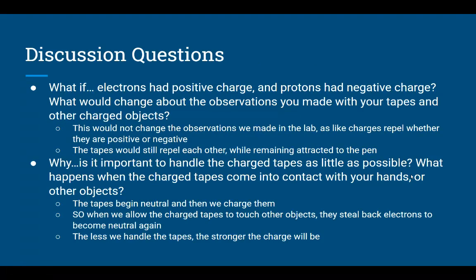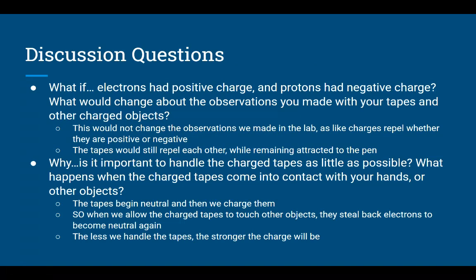So, discussion questions. What if, let's say, they switched charges, so electrons were now positive and protons were negative? This would change none of our observations because like charges repel no matter what. So the pin would, in that case, instead of being negative, be positive. The tape would be negative. Tapes would still repel. They would still be attracted to the pin.